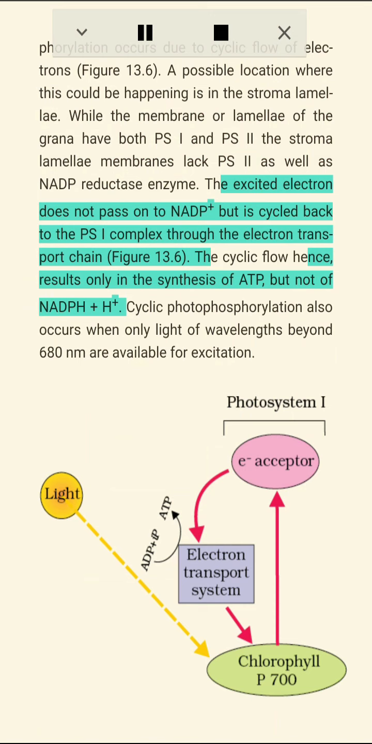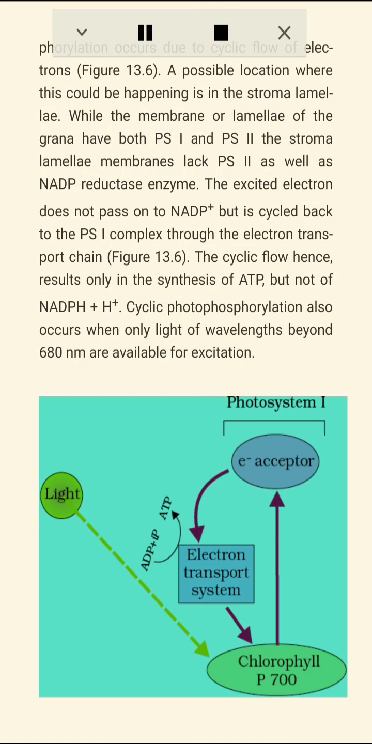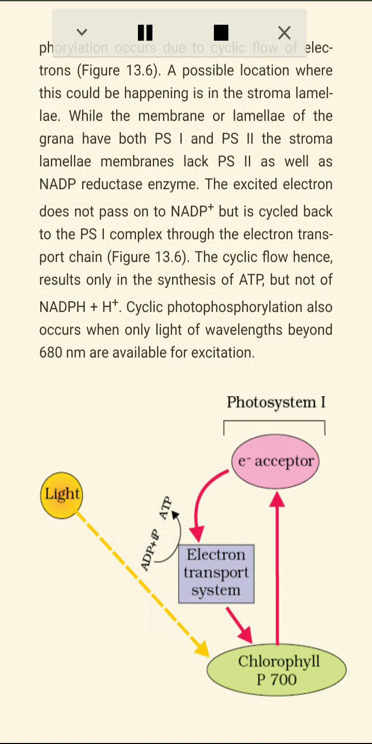The excited electron does not pass on to NADP+, but is cycled back to the PSI complex through the electron transport chain, figure 13.6. The cyclic flow results only in the synthesis of ATP, but not of NADPH + H+. Cyclic photophosphorylation also occurs when only light of wavelengths beyond 680 nanometers are available for excitation. Figure 13.6 Cyclic photophosphorylation.